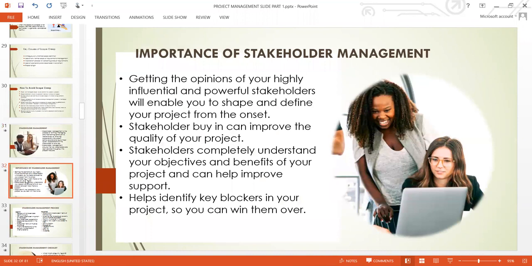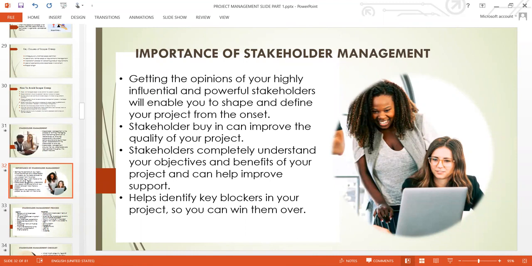So look at the importance of stakeholder management. Getting the opinion of the highly influential and powerful stakeholders will enable you to shape and define your project from the onset. Stakeholder buy-in can improve the quality of your project. You must know how to win over your stakeholders. You must know how to do what they want, what their objective is. When stakeholders completely understand your objectives and the benefits of your project, they can help improve support. When they understand you very well, most of them are out there to help you. Otherwise they will ask why a stakeholder should employ you to do a job for him, and they will want to frustrate you. So you know that they really want to help you. You have to find a way to work with them so that people can work very well.